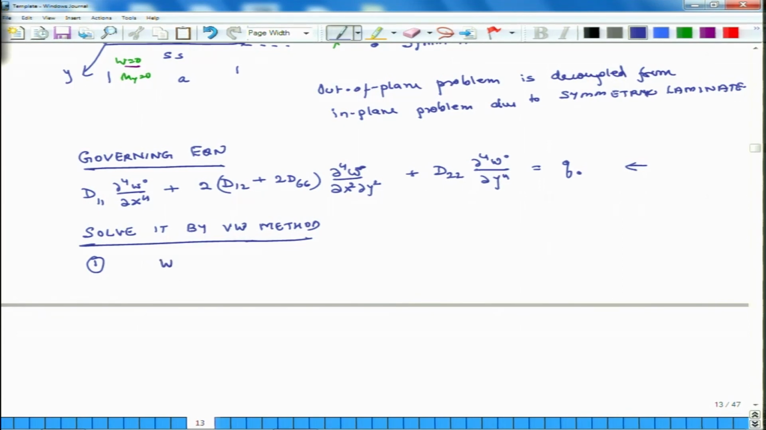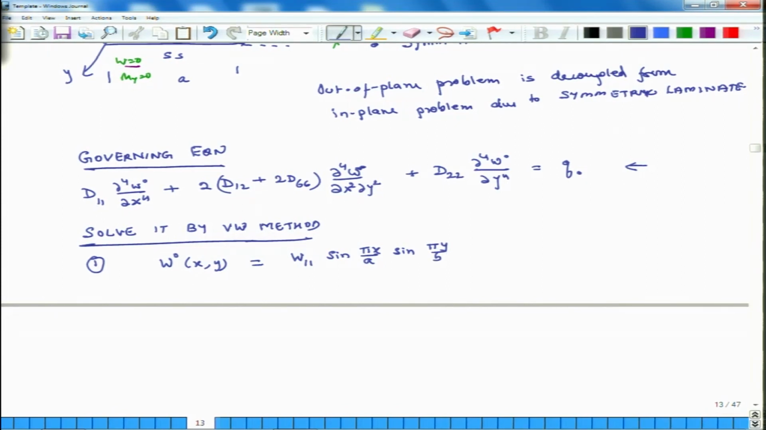So, we say that okay, W naught is equal to, let us say we will just take a one term solution, W11 sin pi x over a sin pi y over b.